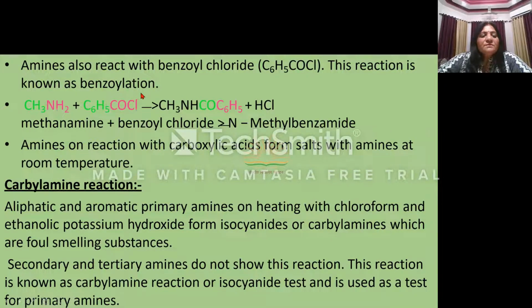Here, RNH2, CH3NH2, reacts with C6H5COCl, benzoyl chloride. This is C6H5, this is CH3. Then it forms CH3NHCOC6H5 plus HCl. Now this is N-methyl benzamide. Amines on reaction with carboxylic acid form salts with amines at room temperature.